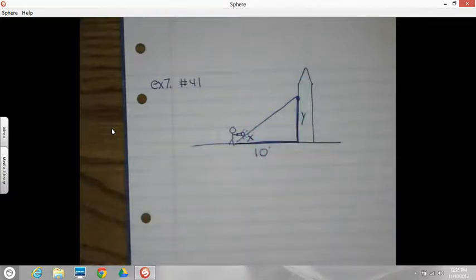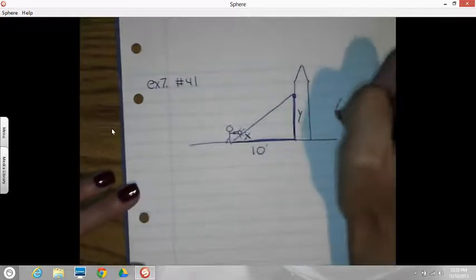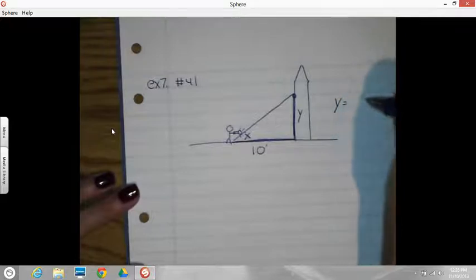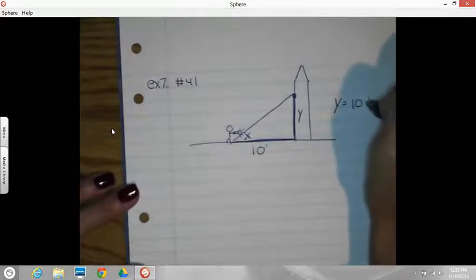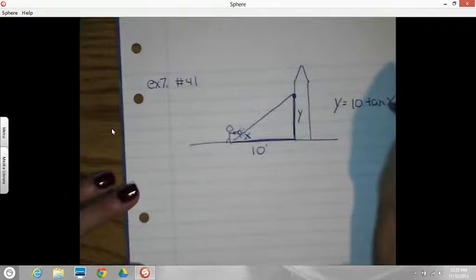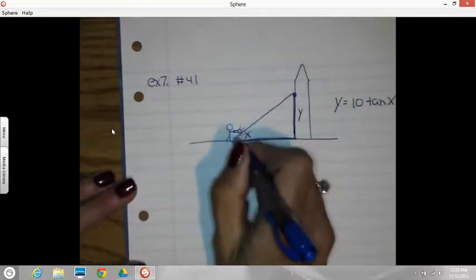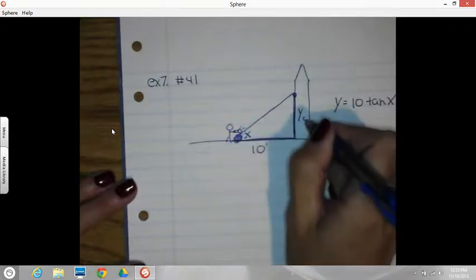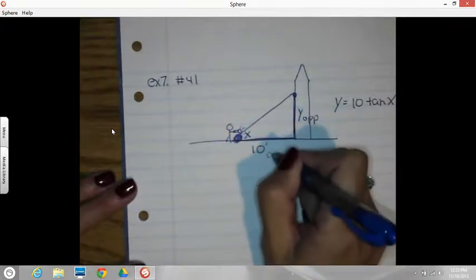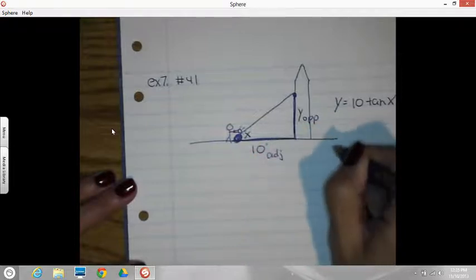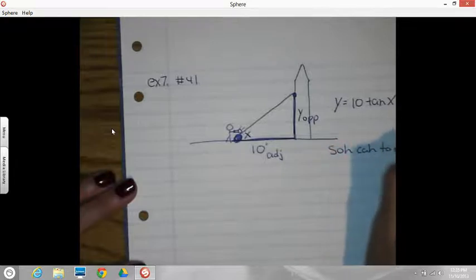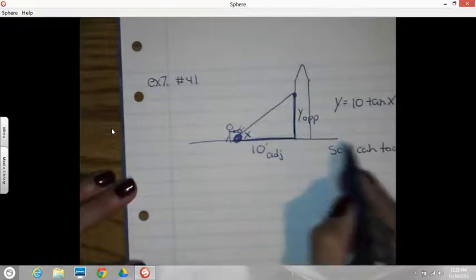Okay, what they want us to do on the first part is to show that Y is actually equal to 10 times the tangent of X. Well, this is just a trig function. We're going to stand at our angle. And if you look at these three parts, this is the opposite. This is the adjacent. If you remember SOHCAHTOA, we've got opposite and adjacent, that's tangent.